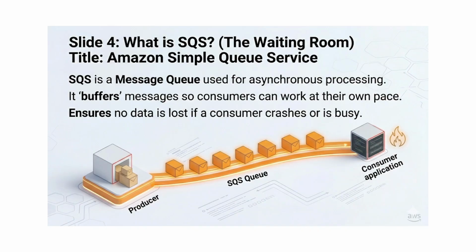So, what is SQS? Amazon Simple Queue Service. If SNS is a post office, SQS is a waiting room. It's a buffer that stores messages until a consumer is ready to process them. This is crucial because it ensures that even if your consumer application crashes or gets a spike in traffic, no data is lost. It just stays safely in the queue.